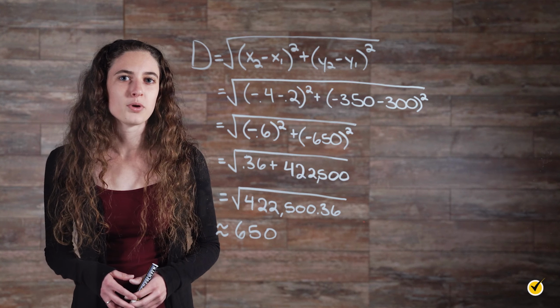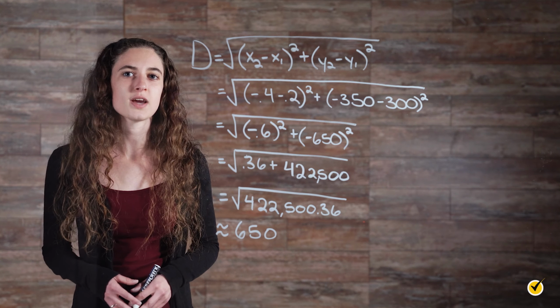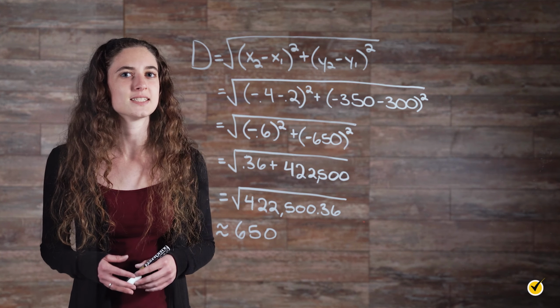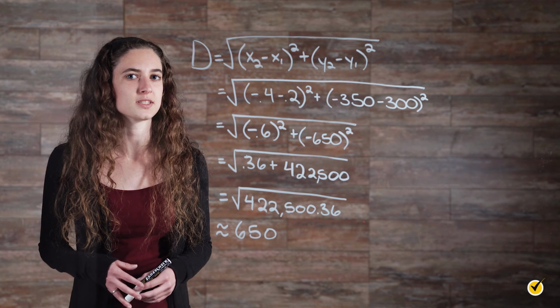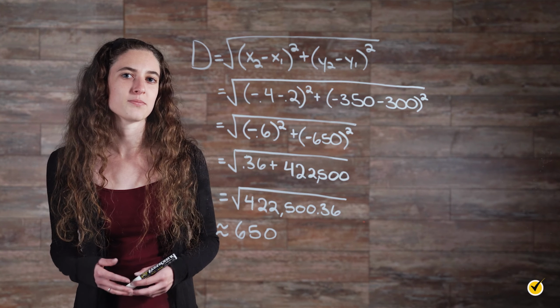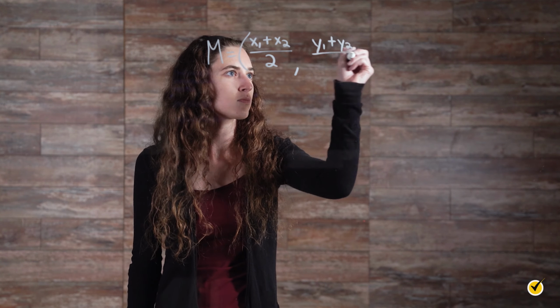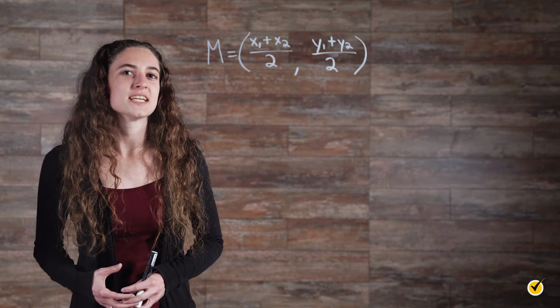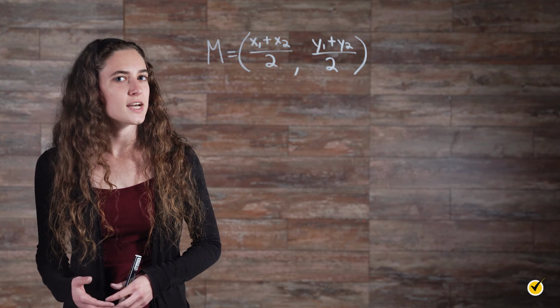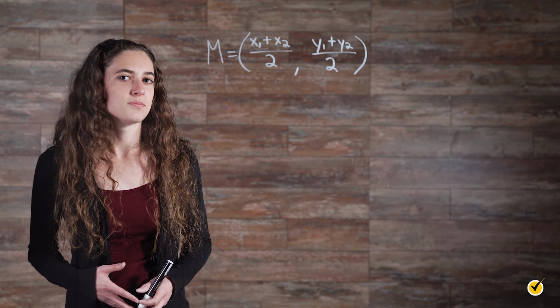Using the coordinates of points on a coordinate plane, we can also calculate the coordinates of a point that lies exactly halfway between 2 points, which is known as the midpoint. The formula for finding the midpoint coordinates looks like this. In words, it's easy to remember as the average of the x's, the average of the y's.